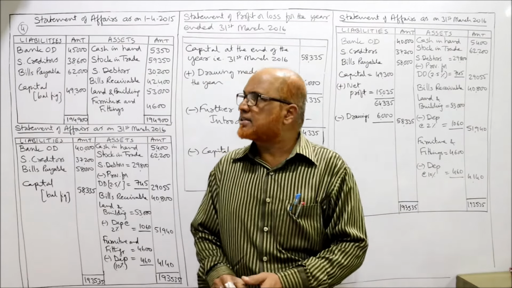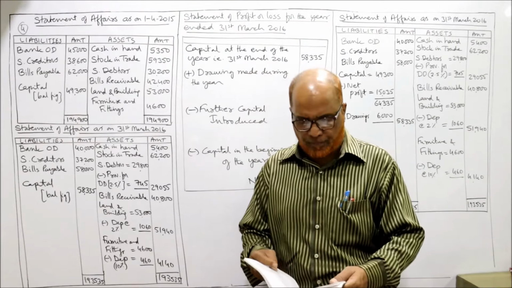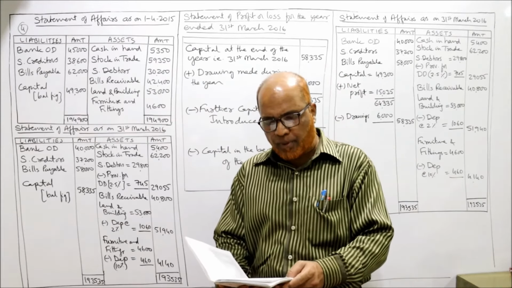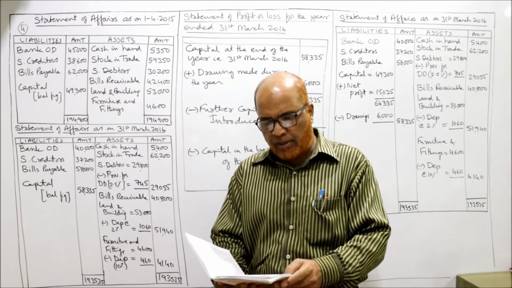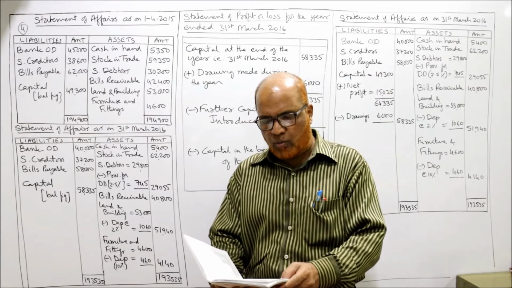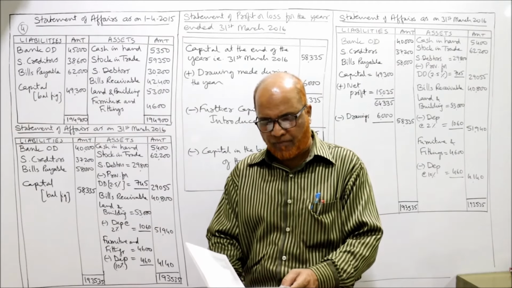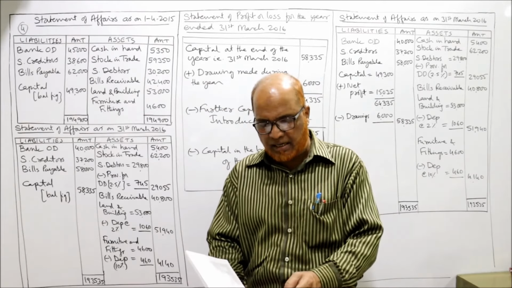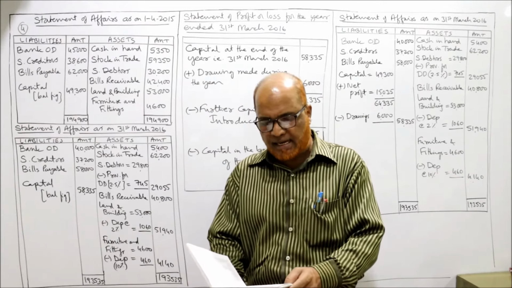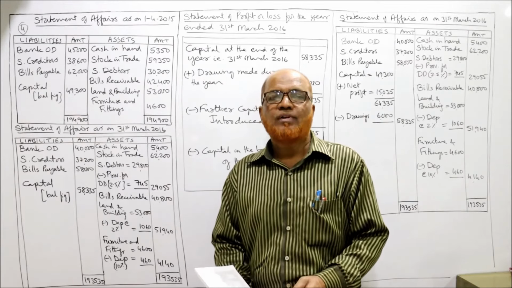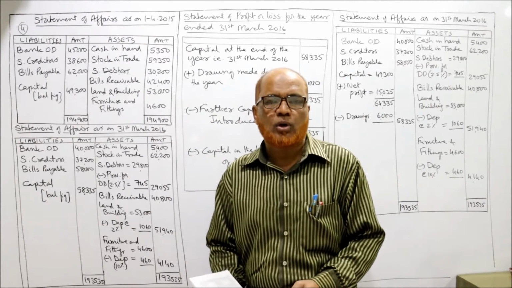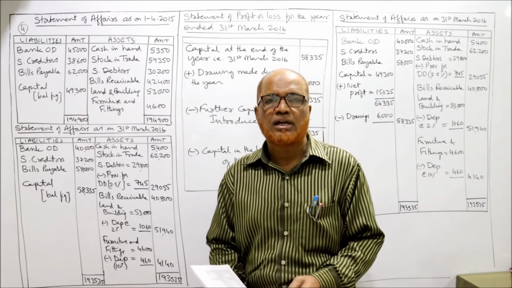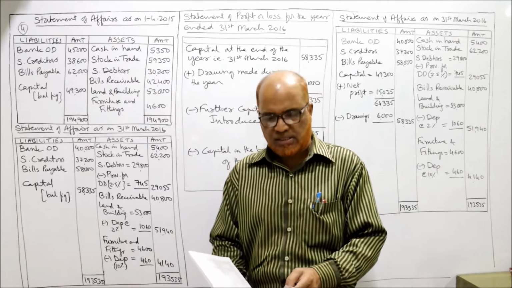Come on students. Now we'll start the next problem. Problem number 4. See the fourth problem. A trader has not kept proper books of account. The following balances are placed before you and you are requested to prepare a statement of profit or loss for the year ended 31st March 2016 and a statement of affairs as at that date. So we have to prepare a statement of profit or loss and also a statement of affairs as on 31st March 2016.